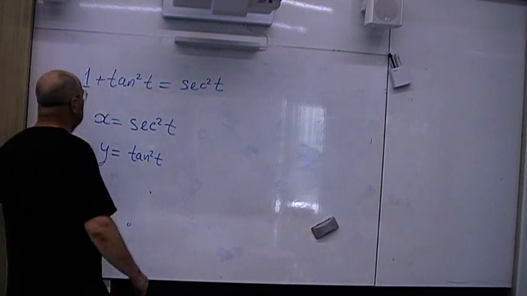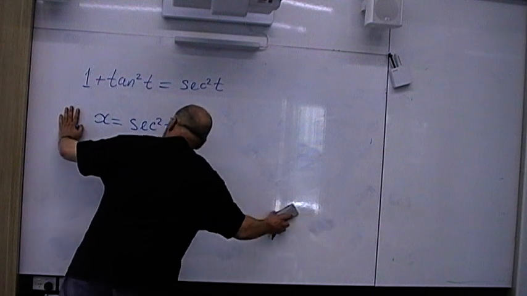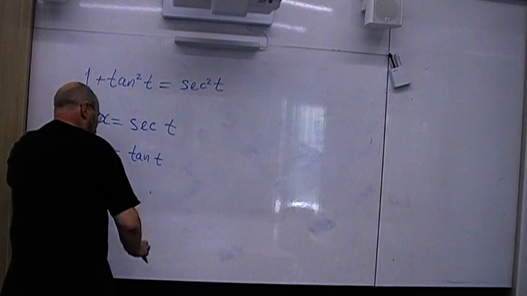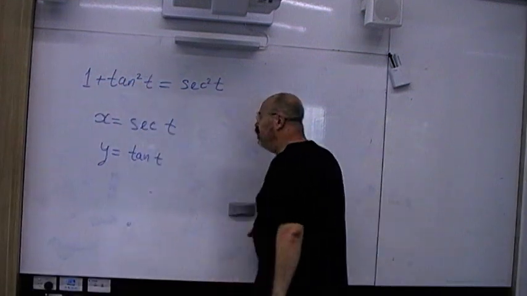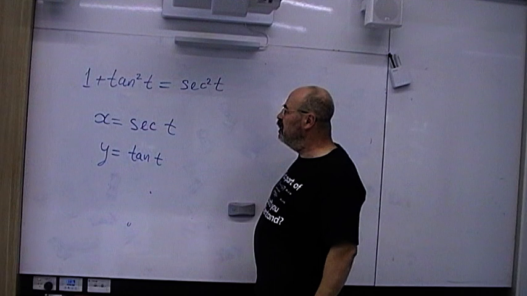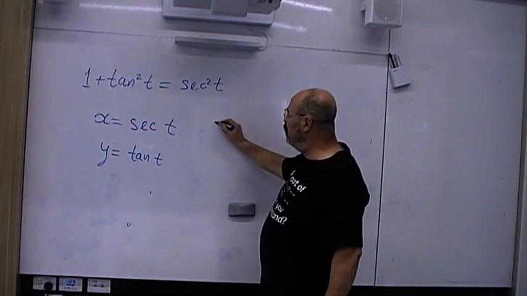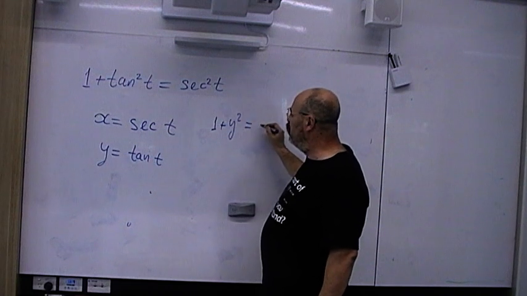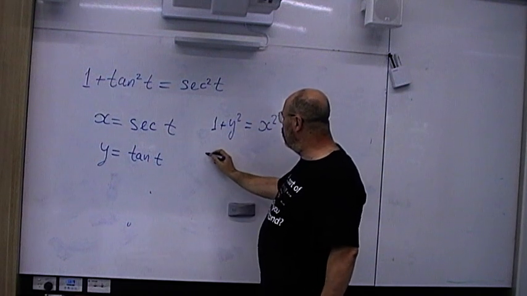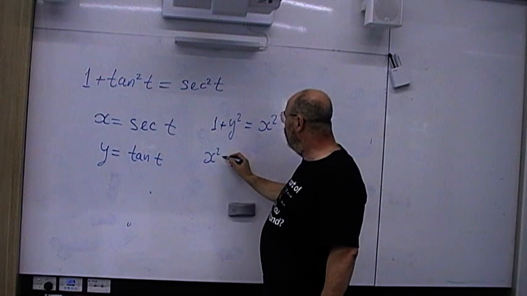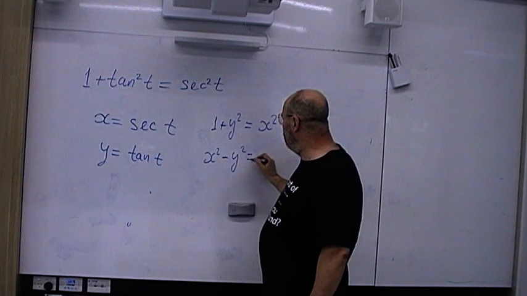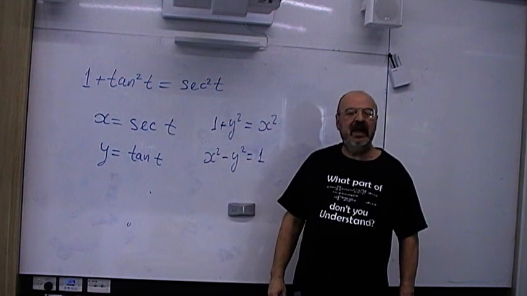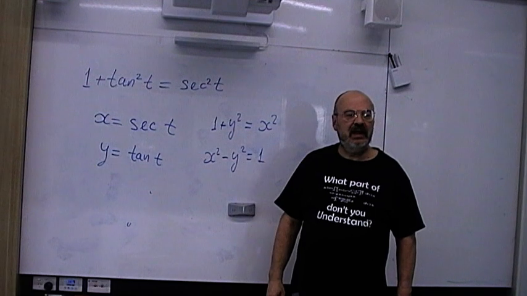Well, let's say we have x equal secant t, y equal tan t. Then, using this identity, we will get 1 plus y squared equals x squared, which we rewrite as x squared minus y squared equals 1. What shape is that? It is a hyperbola.